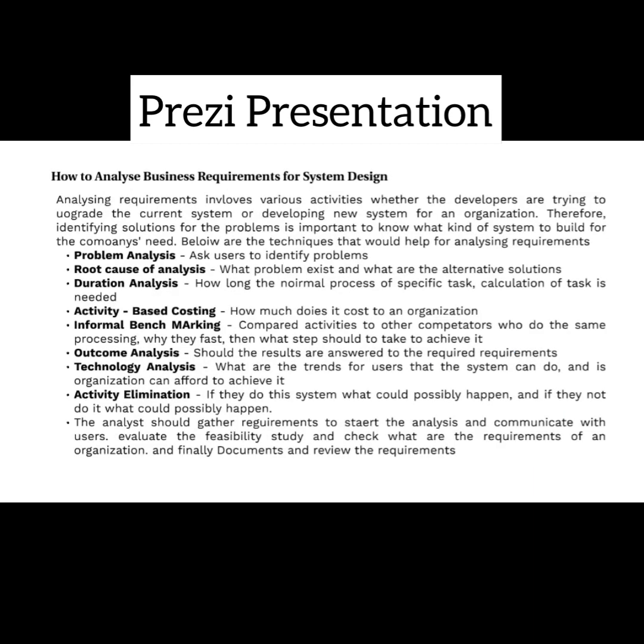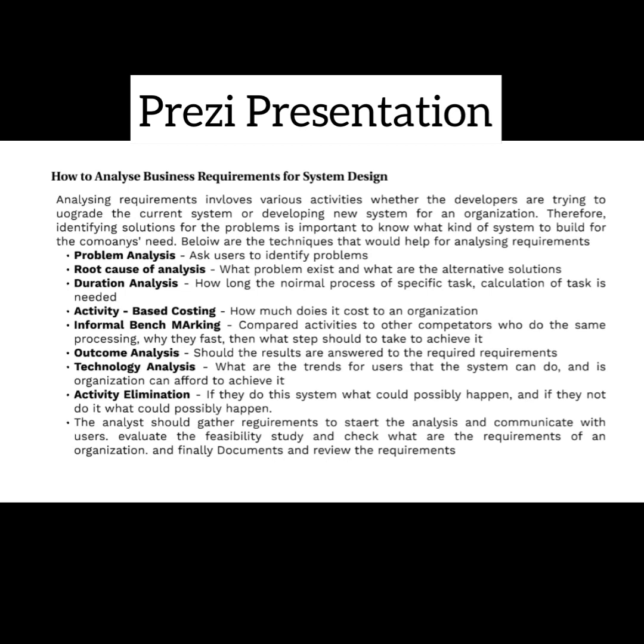Now let's move into how to analyze business requirements for system design. Analyzing requirements involves various activities, whether the developers are trying to upgrade the current system or develop a new system for an organization. Therefore, identifying solutions for the problem is important. So we have problem analysis. In that part, planners need to ask the users to identify problems. What are the problems of the system? Why do we need to improve? Why do we need to upgrade our system?